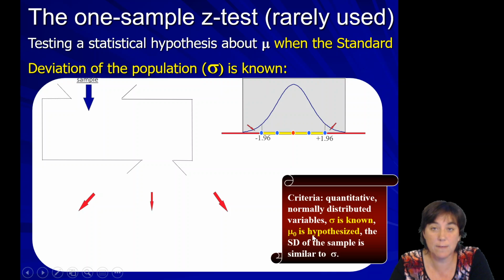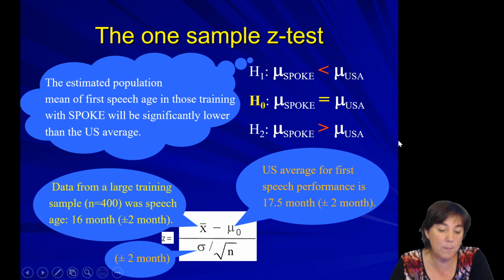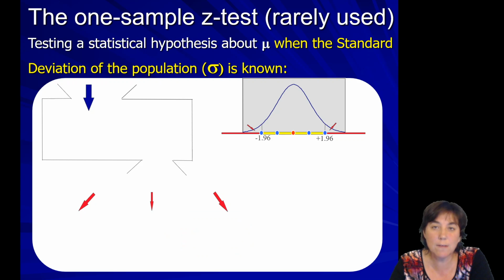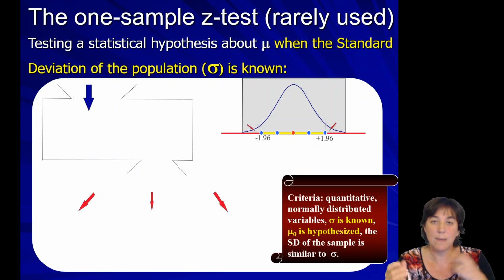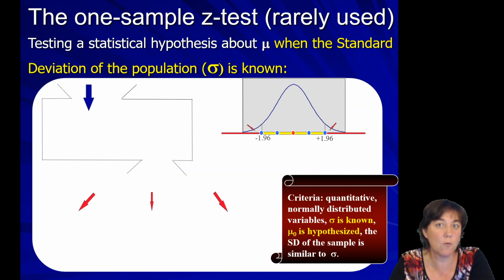We have a hypothesized mu null, and this is important, the standard deviation of the sample is similar to that of the population where the mu null comes from. Let's roll back a bit. No problem, 2 months, 2 months. It doesn't need to be exactly the same, but it shouldn't be very different. There is a certain test to test that. We're not going into the details of testing whether the standard deviations are significantly different or not, but we do have a test for that.